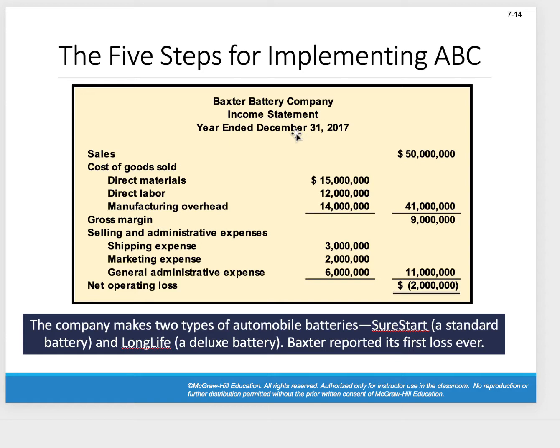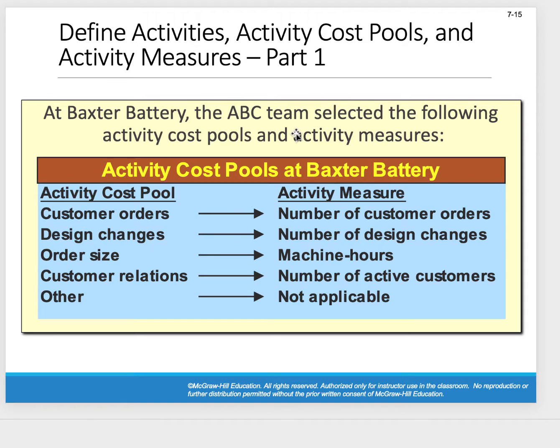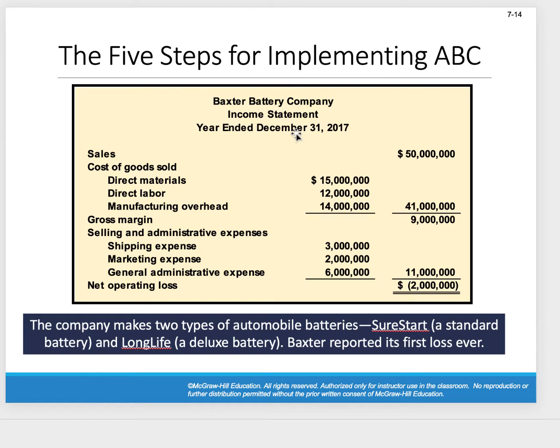So the first thing that we need to do, let me back up, is to set up our activity cost pools. We have to define the activities, define those activity cost pools, and figure out what the activity measures should be. We're going to look at Baxter batteries. We make 2 types of batteries: short start, a standard run-of-the-mill car battery, and then long life, which is maybe the deluxe battery.